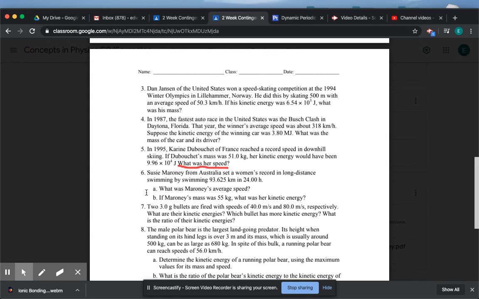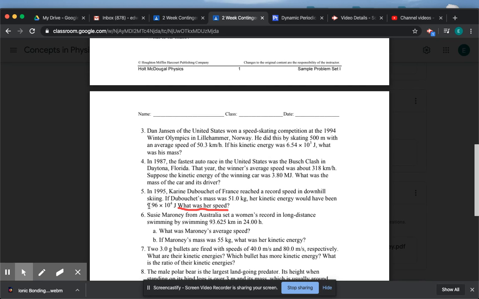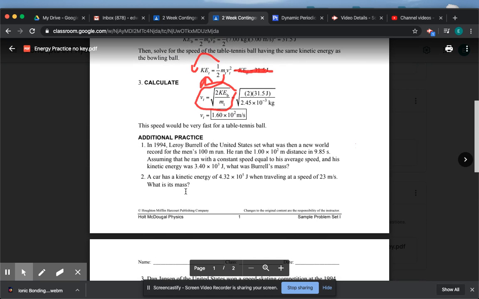So in number 5, what are we given? We're given the mass, and we're given the kinetic energy, and we're just asked what your speed is going to be. So they give you everything you need. It's just a matter of plugging in the numbers.